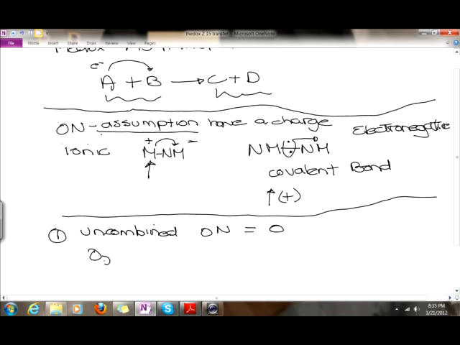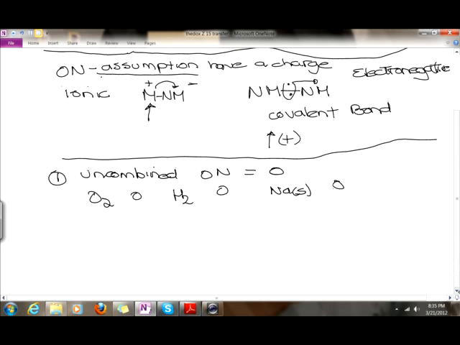So if we have O2, it is 0. If we have hydrogen gas, it is 0. If we have a metal like solid sodium, it's 0. Okay? And in a little bit we're going to see oxidation reduction. For example, a combustion reaction, which is an oxidation reduction, a redox: the fuel plus oxygen gives me CO2 plus water.